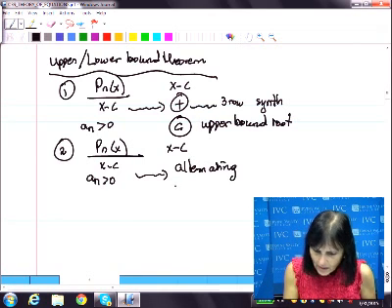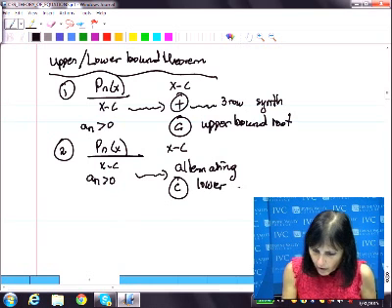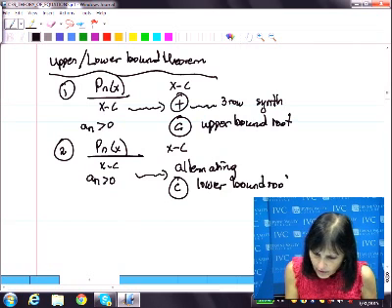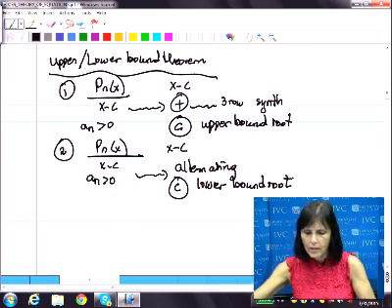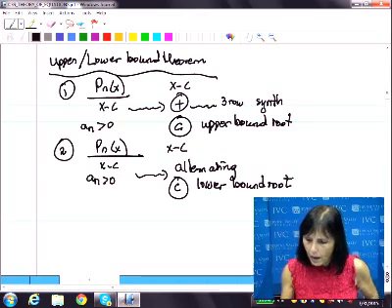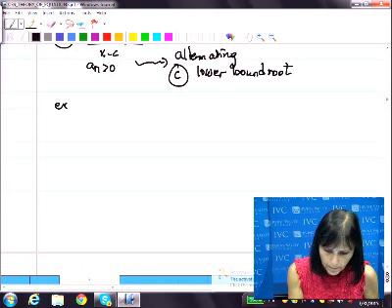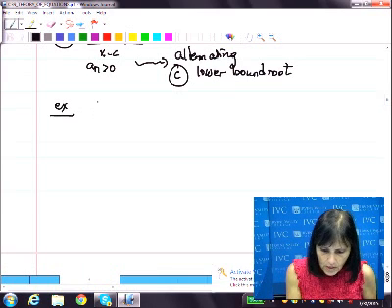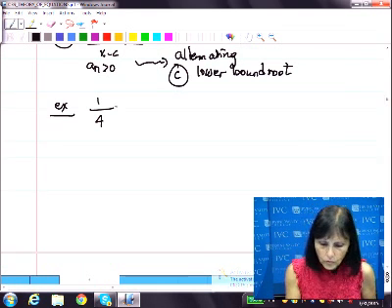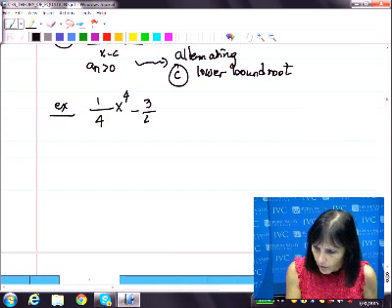So that means c will be the lower bound for your polynomial. I'll give you an example so that you can see how this works. Okay, let's have this example. Let's say somebody asks, what are the upper and lower bounds for the roots of this polynomial?